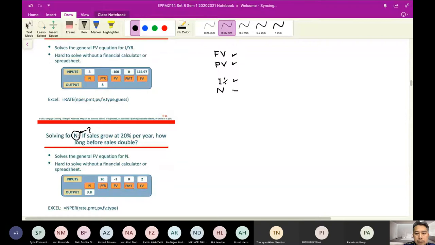So what this question wants to ask you is how much the time, which it says over here, if the sales grow at 20% per year, so I is 20%, the interest at which our sales will grow. And then the question asks you how long the time it takes. Long here means you want to know n, how long.